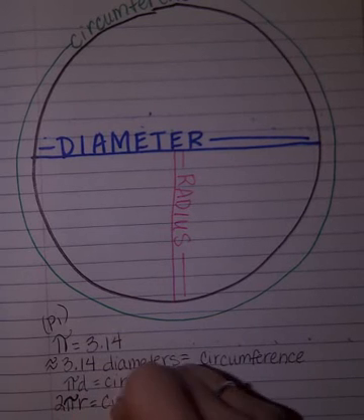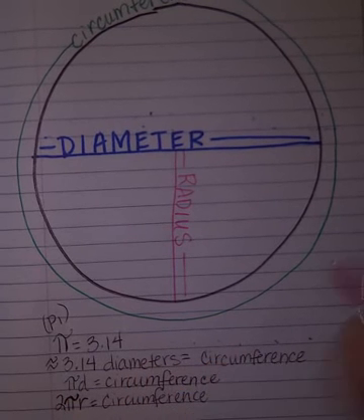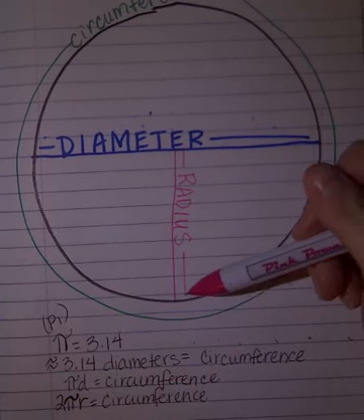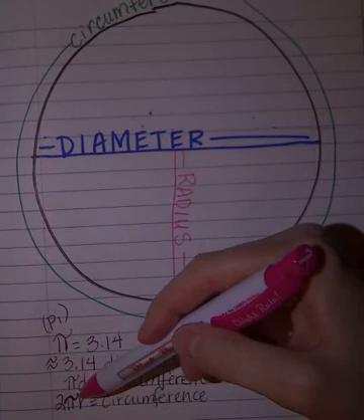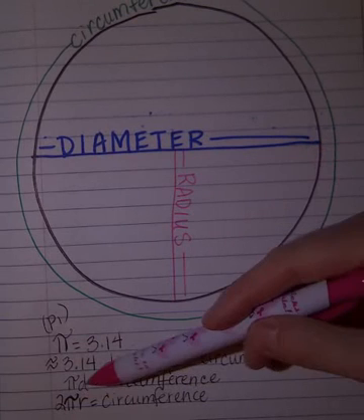So if they give you the radius measurement, then you would use this formula, 2 pi r. If they give you the diameter measurement, you would use pi times d, pi d.